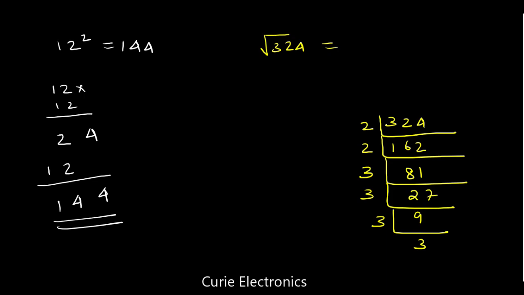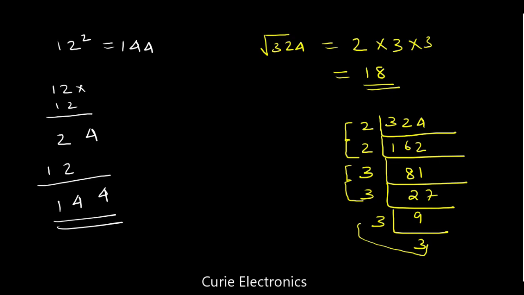Now what you do? You have to pair this now. Each two numbers are a pair. Out of that you will take 1 to find the square root. So square root of 324 equals 2 multiplied by 3, and one more 3 we have, so again 3. So this is equal to 2 multiplied by 9. So 9 2s are 18. So the square root of 324 equals 18.